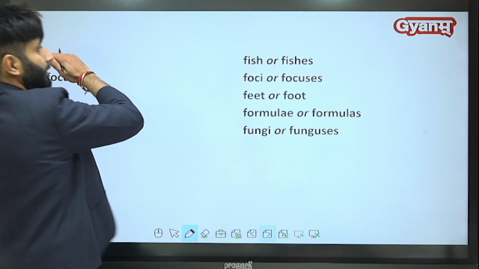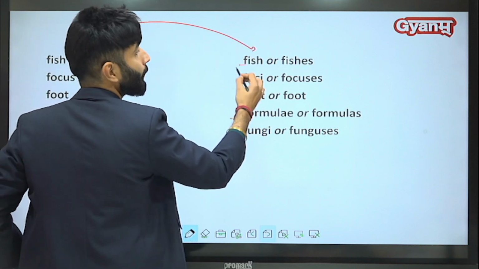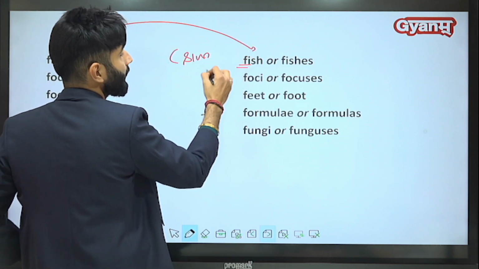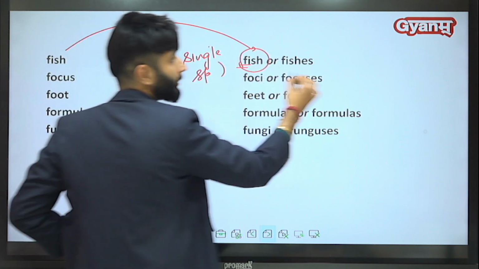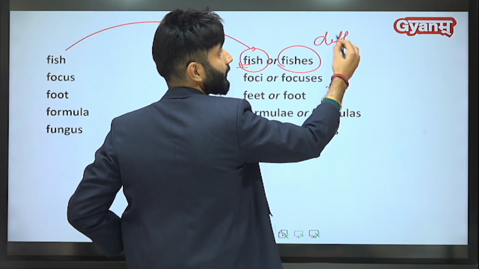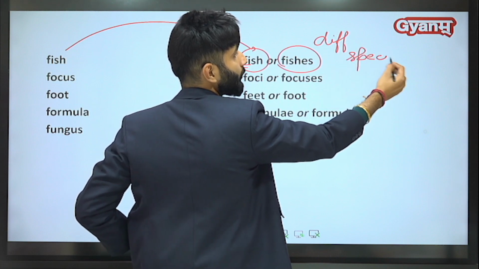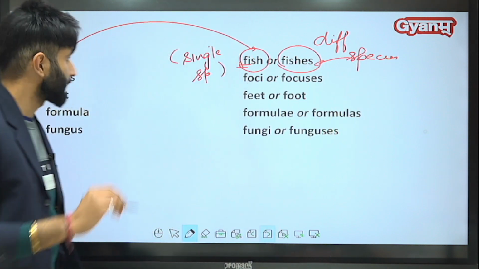Fish makes it fish again for a single species. You've got multiple of a single species, that would be fish only. But talk about different species, that would come as fishes.